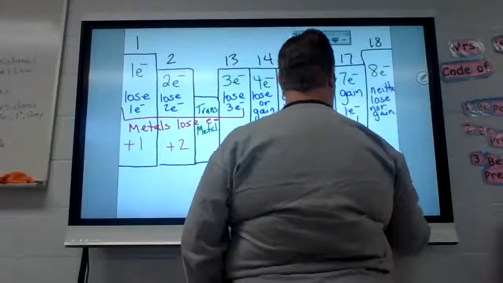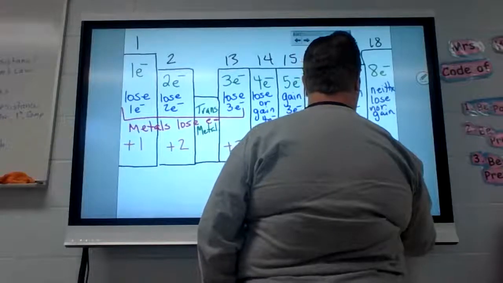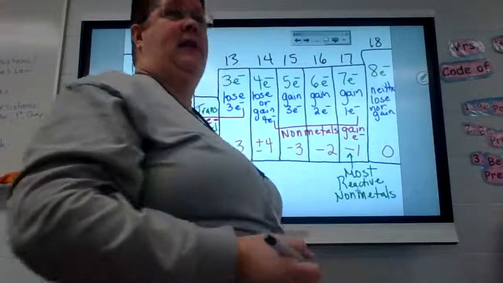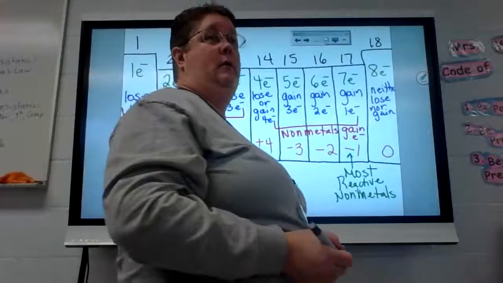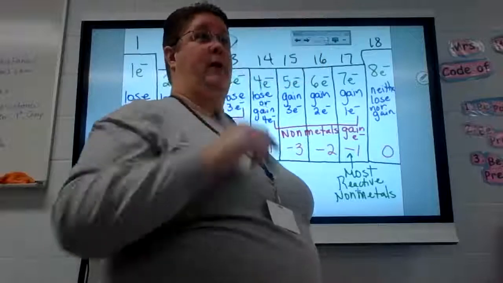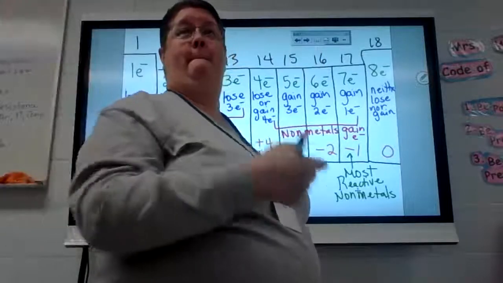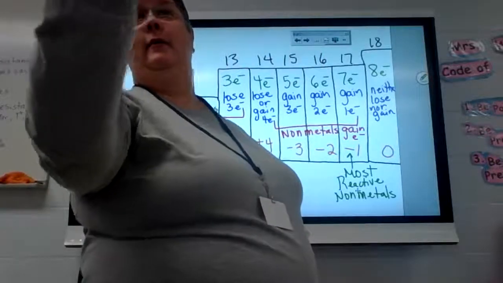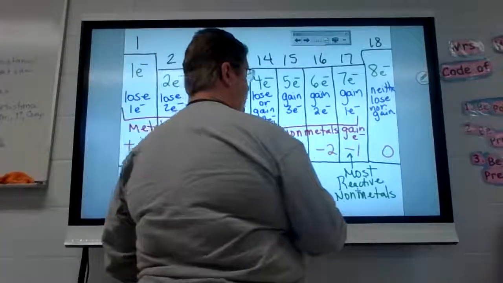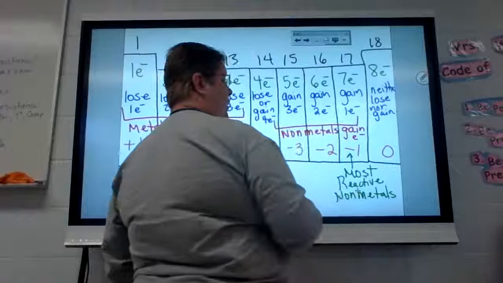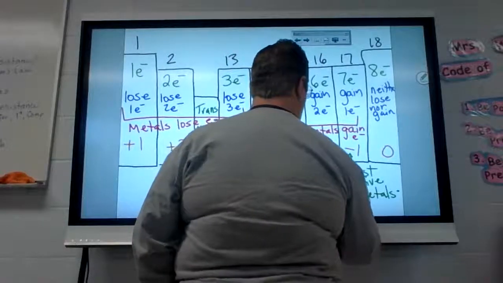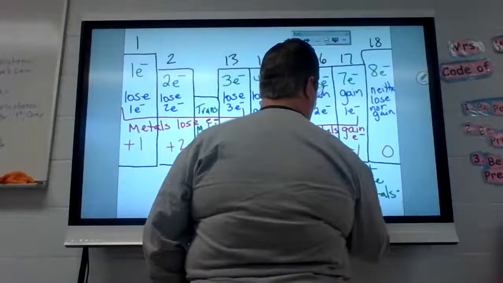What's the oxidation number for transition metals? They vary. There are 2 that you're supposed to have memorized: zinc and silver. What's zinc? Silver's +1. Silver is +1. What's zinc? I heard it. +2. Good. Okay.